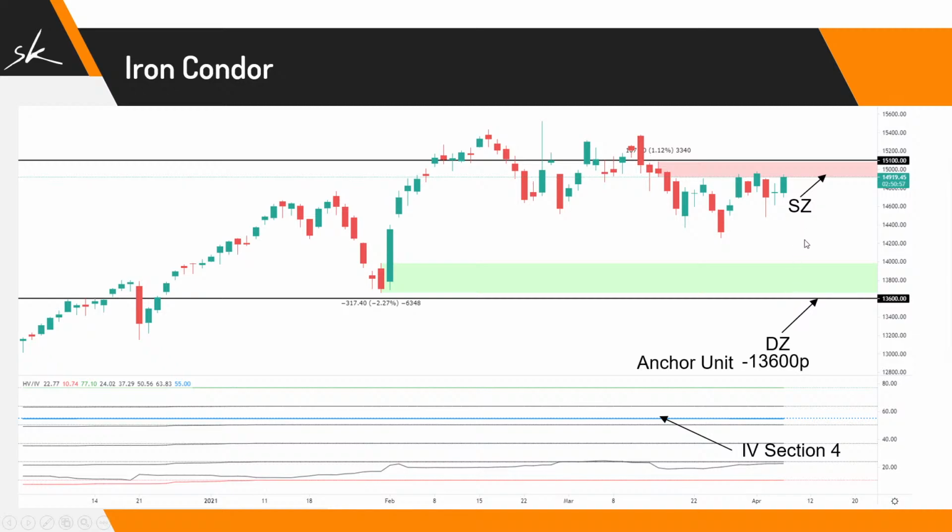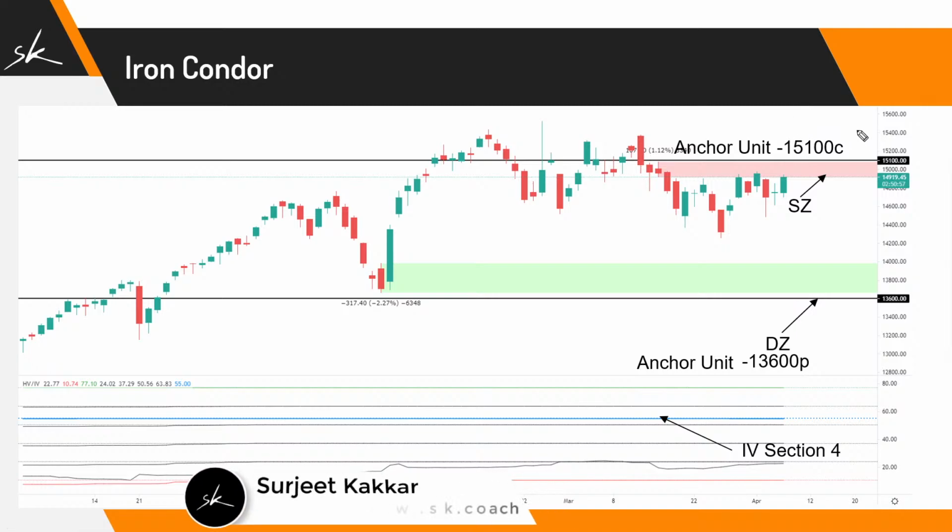Again, it's the same demand area, same supply area. We sold this put, which was the 13,600 put, out of the money, and we also sold this call, which is 15,100 out of the money, and we collected some premium. So what do we do now to convert it into an iron condor? We will buy a call which will be above this, and that call should have vega which should be almost half of what we have for this short unit.